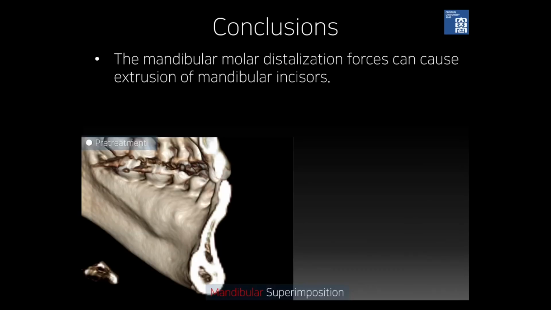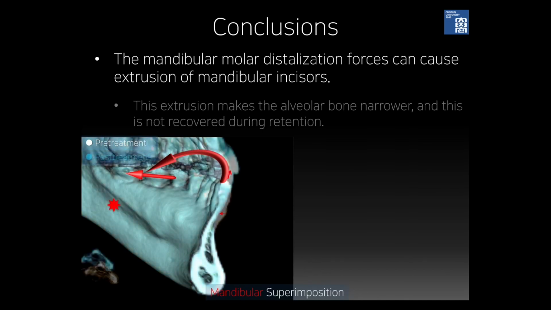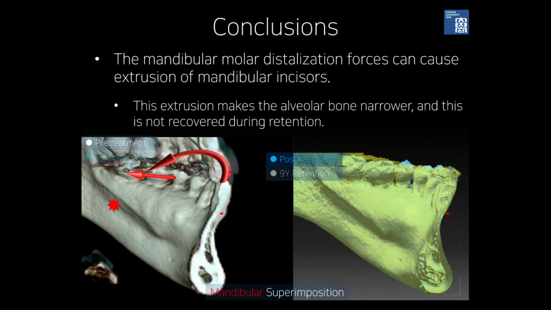To conclude, when there is an anatomic obstacle, mandibular molar distalization causes extrusion of mandibular incisors. This extrusion can thin the alveolar bone, and this may not be recovered during retention.